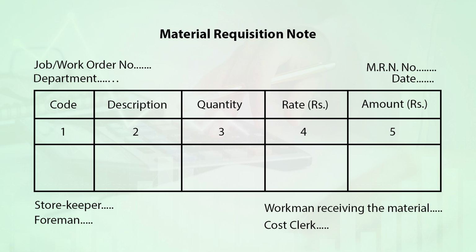It has 5 columns. Number 1 is code, second is description, third is quantity of material, fourth is price for material, and fifth is total amount. It is to be signed by the storekeeper and foreman as well as the workmen receiving the material, and it is to be rechecked by the cost clerk. Columns 1, 2 and 3 are to be filled in by the department preparing the requisition. Columns 4 and 5 are to be filled in by the cost accounting department.